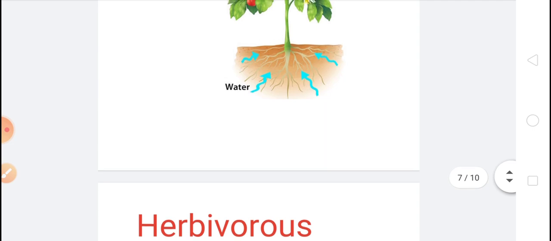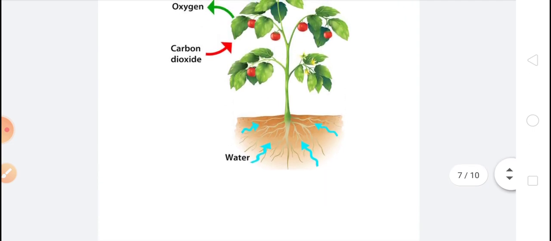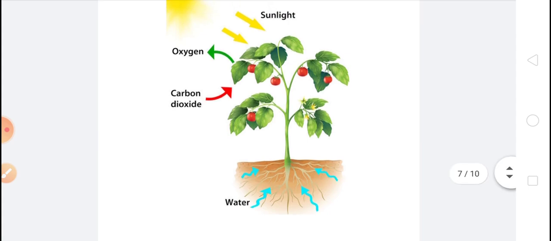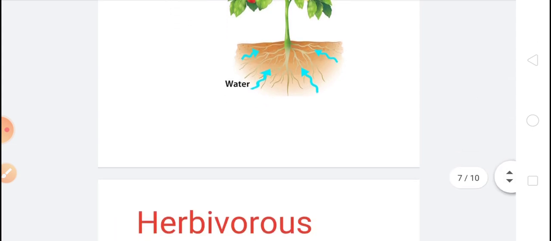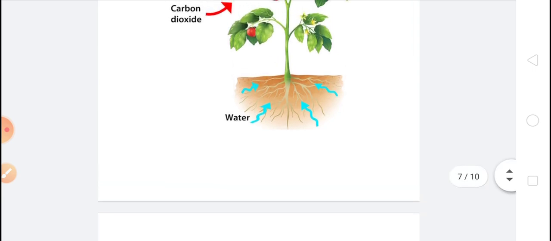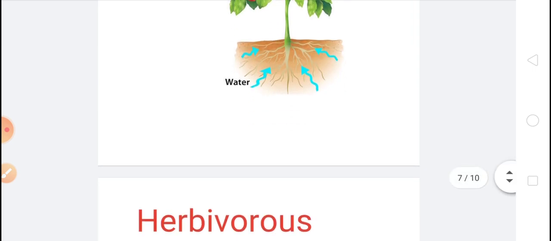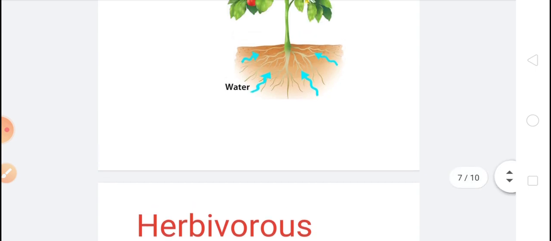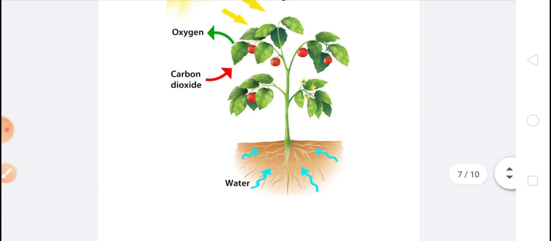Green plants are also called autotrophs. Autotrophs means the organisms which produce their own food. And animals are called heterotrophs because they depend on the plants for their food. Auto means on its own, and trophs means food. So autotrophs means the organisms which make their own food. So all the green plants are autotrophs.